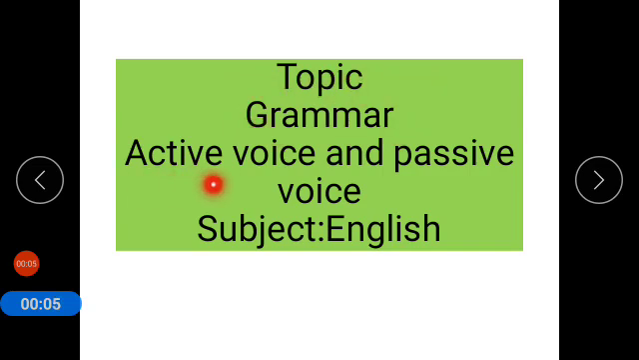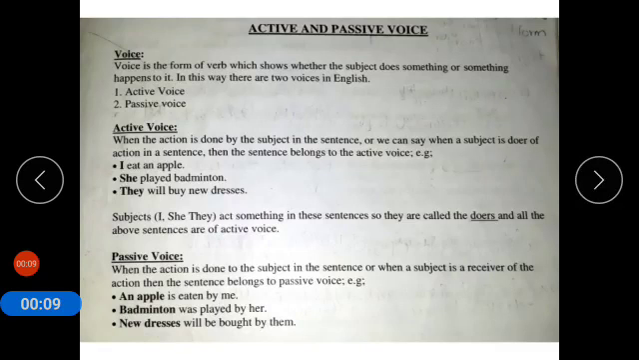In grammar we will do active voice and passive voice, subject English. Now coming to active and passive voice. First of all, we will know what is voice. Voice is the form of verb which shows whether the subject does something or something happens to it. In this way, there are two voices in English. First one is active voice, second one is passive voice.